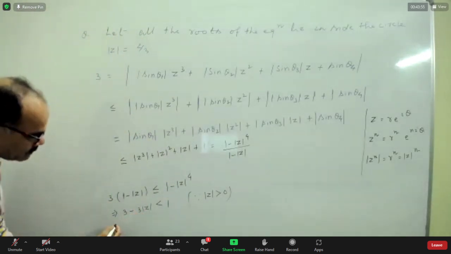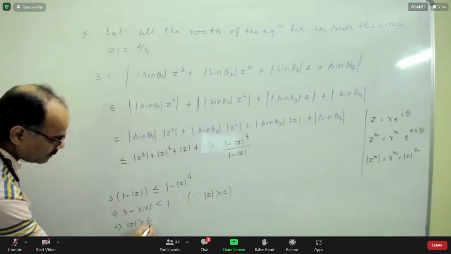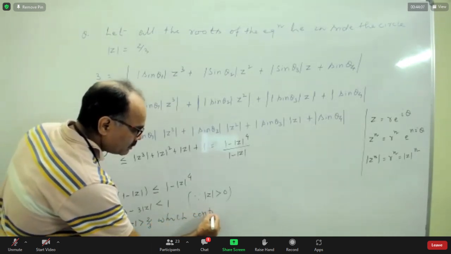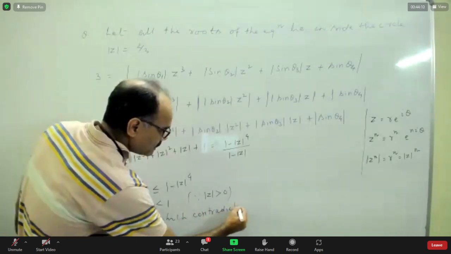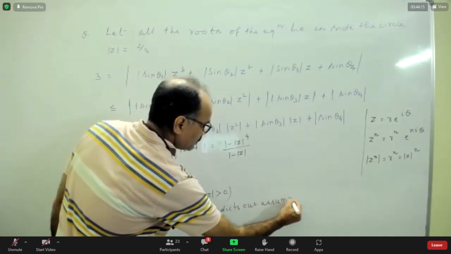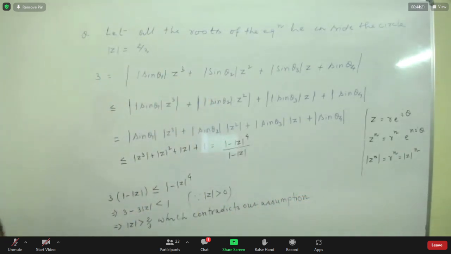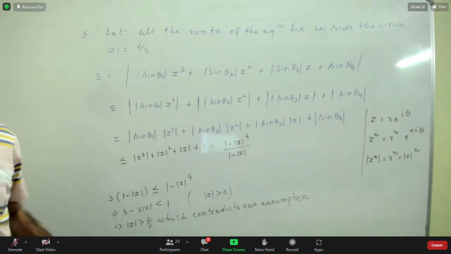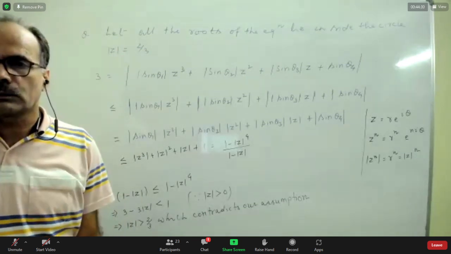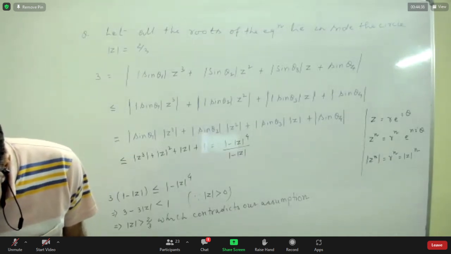From here, what are we getting? Mod z is greater than 2 by 3, which contradicts our assumption. Hence, this is wrong. So all the roots lie outside the circle mod z equal to 2 by 3. So the option is greater than 2 by 3.